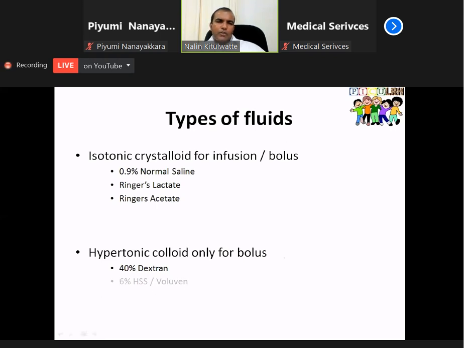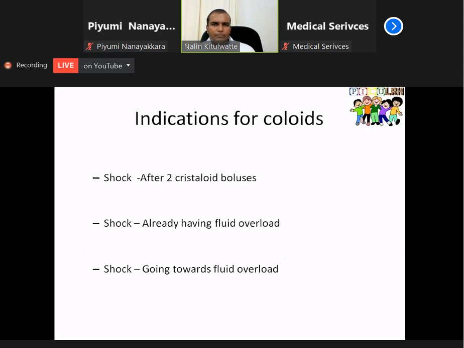Then you are using hypertonic colloid. This is only for boluses. So now you're using hypertonic colloid, the dextran. 40% dextran is the only hypertonic colloid that we are using. So this is as a bolus. You are not using it as an infusion. So this is a drug. If you want, give it as a bolus.